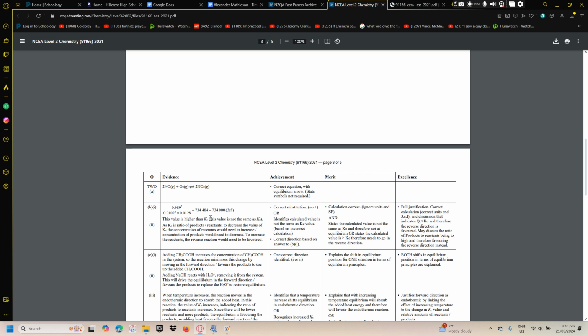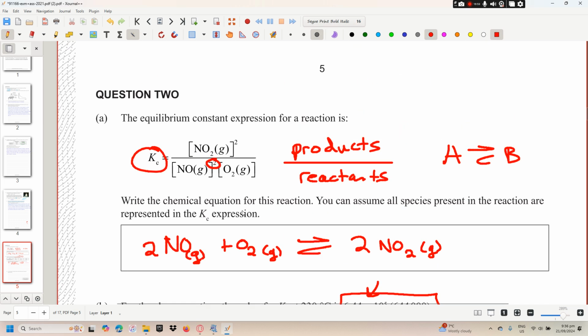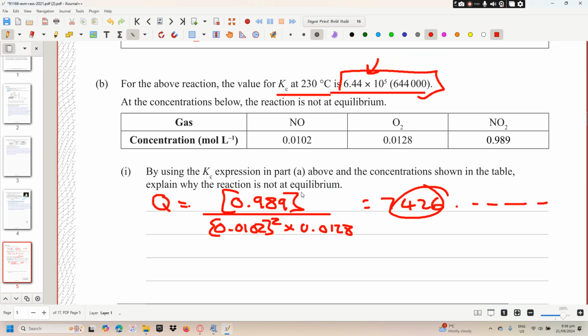Is there a squared? Oh, I've not squared my number. That's not correct. Alright, ignore everything I just said. It should be 734483. That's just fantastic. That is higher than Kc actually.